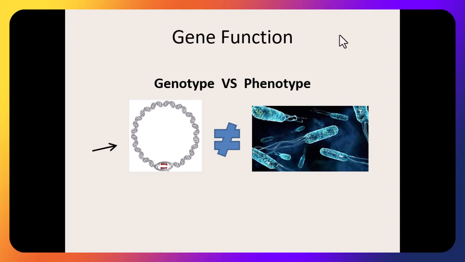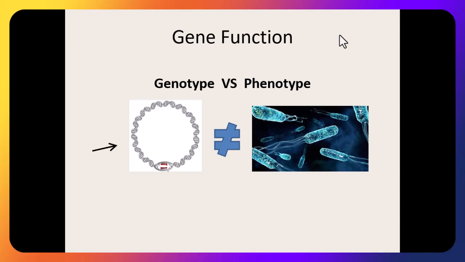But I do specifically put that your genes don't always show themselves as a phenotype. So we have a gene that can code for flagella. You've got a genotype, a gene that codes for a specific feature like flagella. But the reason I put the not equal sign is that even though you've got lots and lots of genes, it doesn't mean they're always expressed or turned on.